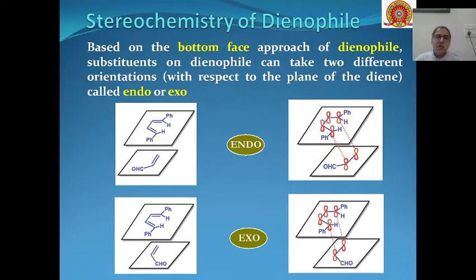So based on the bottom face approach of the dienophile, substituents on the dienophile can take two different orientations, that is endo or exo. So this is the endo orientation and this is the exo orientation, and in these endo and exo orientations different interactions of the molecular orbitals of the diene and dienophile will take place to give us the Diels-Alder product.